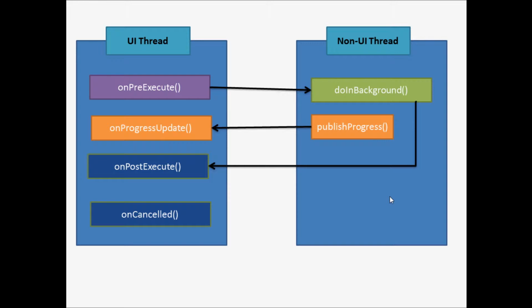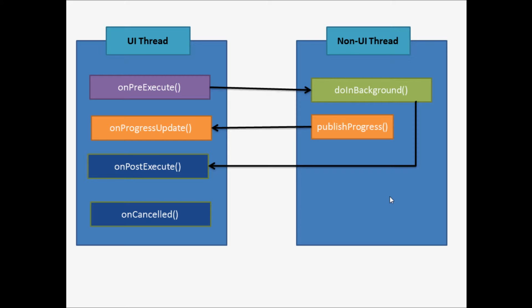UI thread and non-UI thread, that is, background thread. There are two types of threads in Android: one is the UI thread and another is the background thread, that is, the non-UI thread. When you call AsyncTask execute, the first call will be onPreExecute in the UI thread. After that it will be transferred to the background thread, that is, the doInBackground method call.